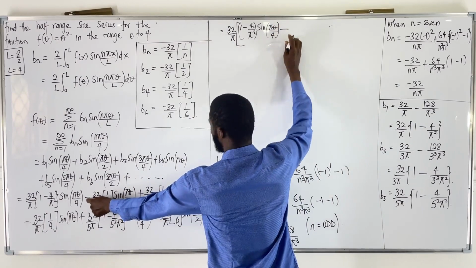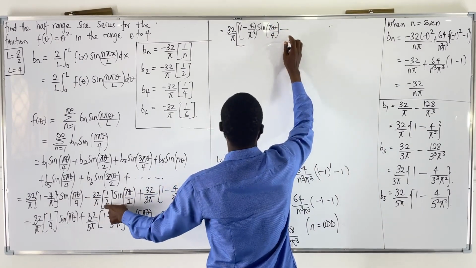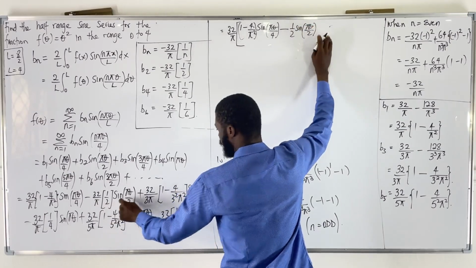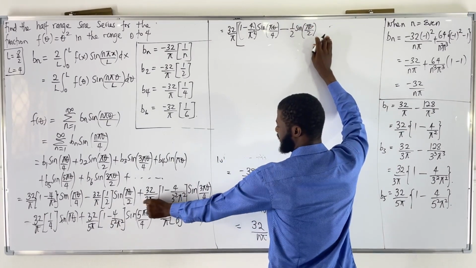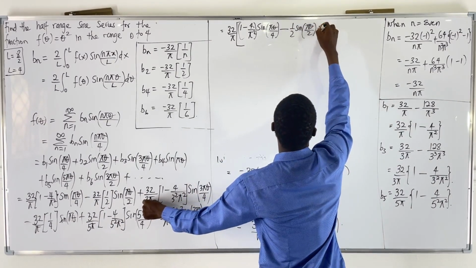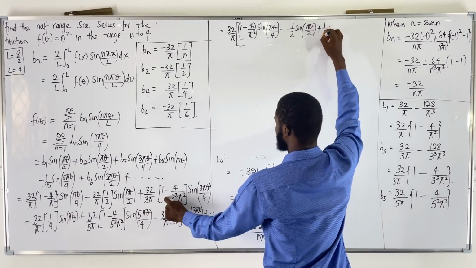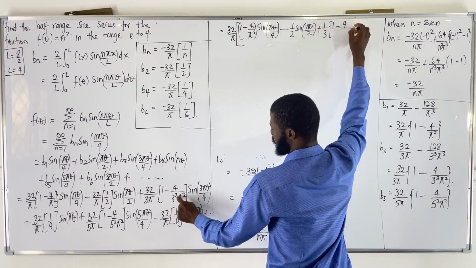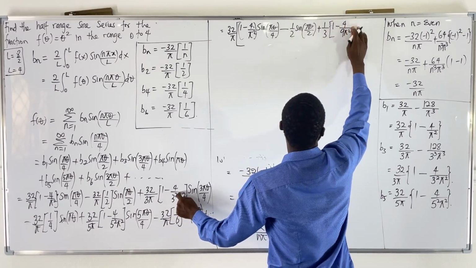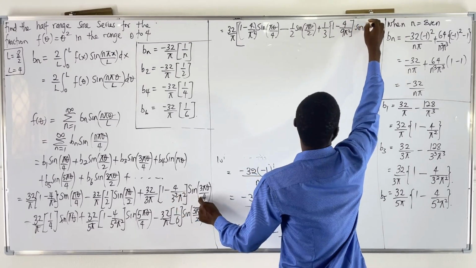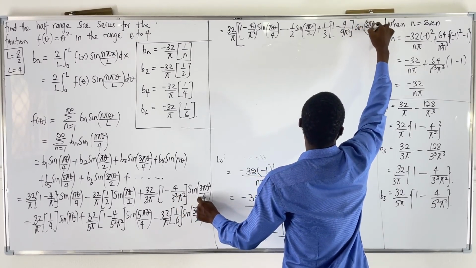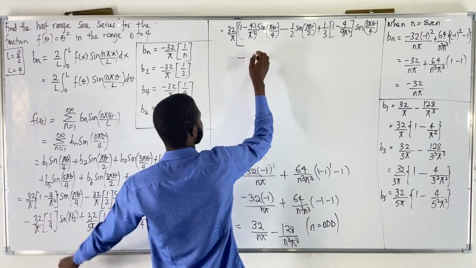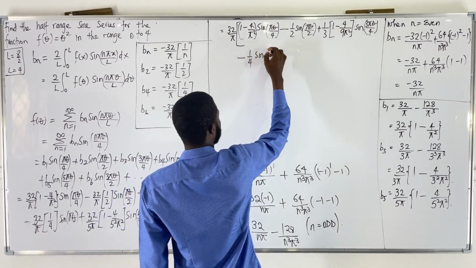Minus, when I remove 32 over pi from here, what will be left is just this. So this will be half sine pi theta over 2. When I remove 32 over pi from here, 1 over 3 will be left. So this is plus 1 over 3 into this. So that's 1 minus 4 over 3 squared is 9, so this is 9 pi squared. Then I have sine 3 pi theta over 4. Okay. Next, minus. When I remove 32 over pi from here, this will just be 1 over 4 sine pi theta.